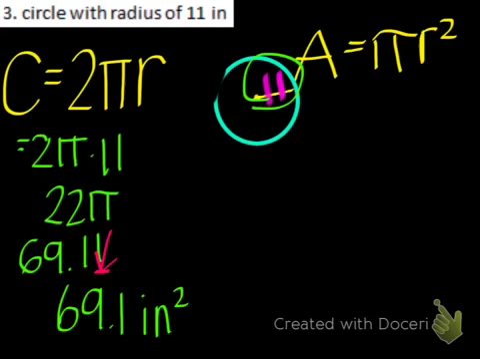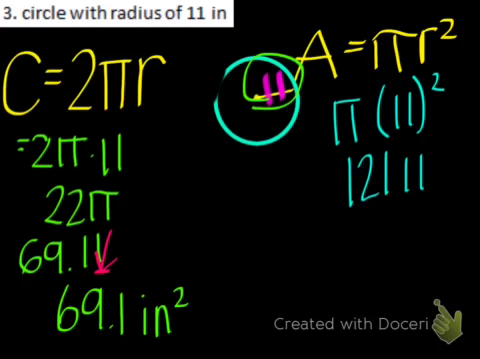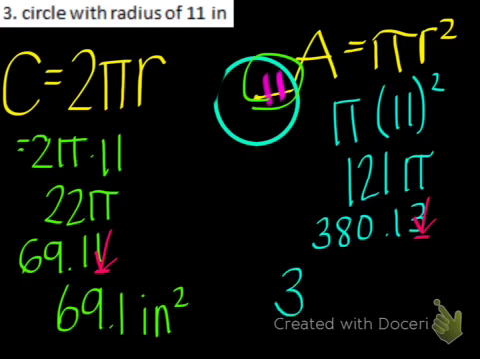And now for area, we've got pi r squared, which is 11 for radius. 11 times 11 is 121 pi. So this one's a little bit bigger. When we put that into the calculator, we get 380.13. This number here is not 5 or higher, so we're going to just keep it at 380.1 square inches.